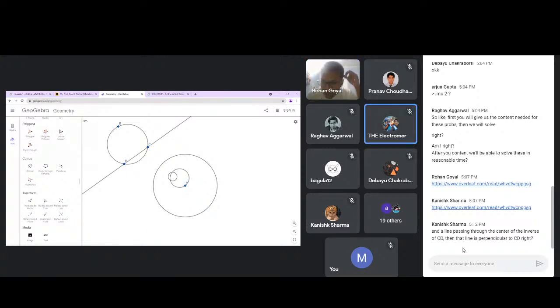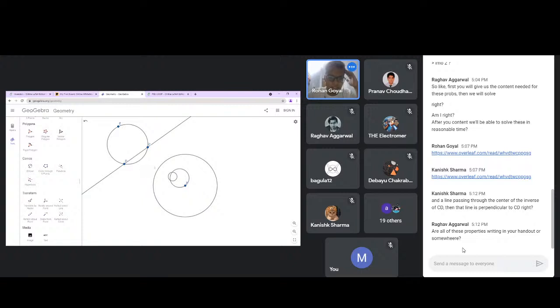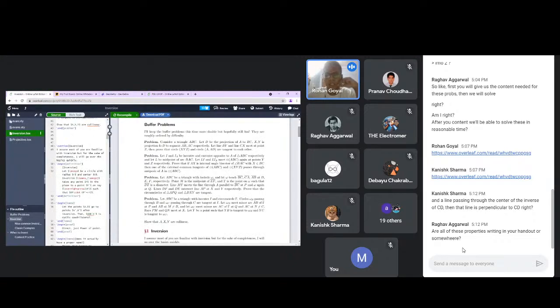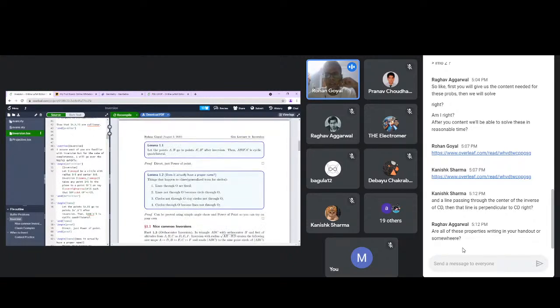And a line passing through the center of the inverse of CD, then that line. Okay, sure. But that's something you have to prove. That is true, but yes, you have to prove it. Anyway, these are the most basic properties about inversion. I've written these here. You can read.